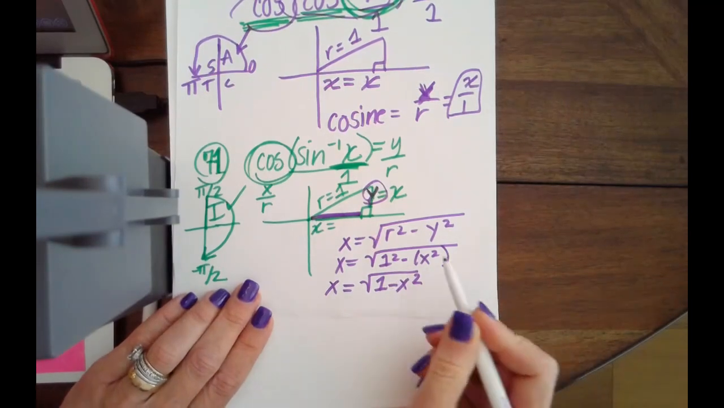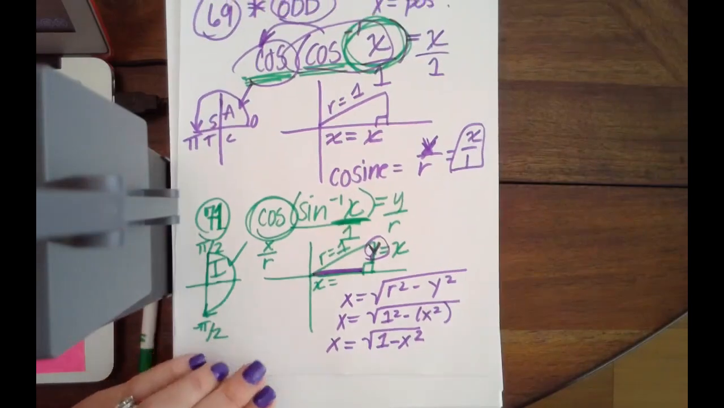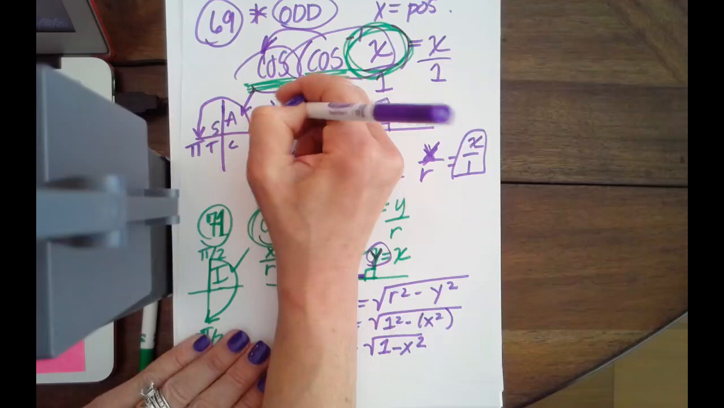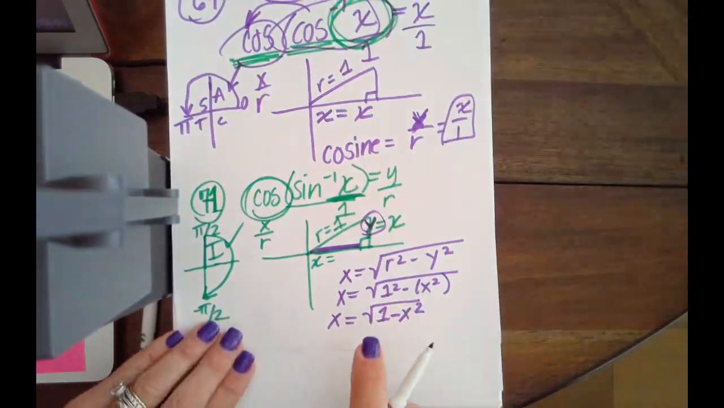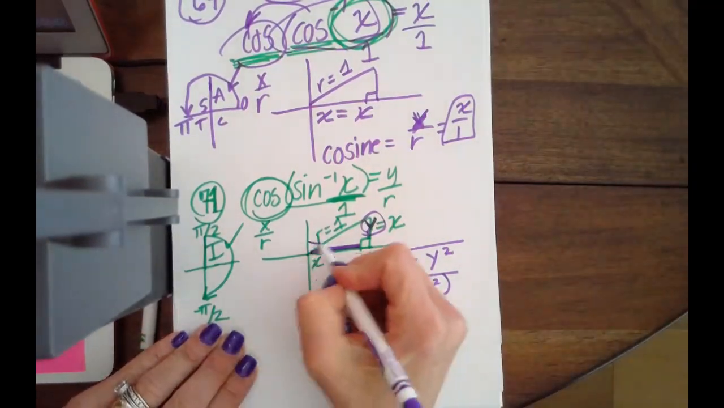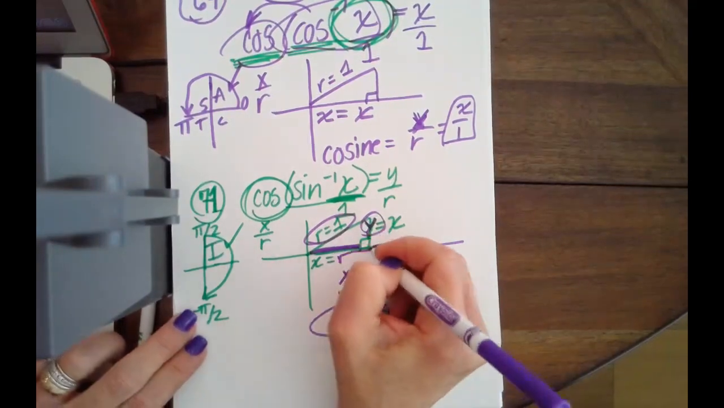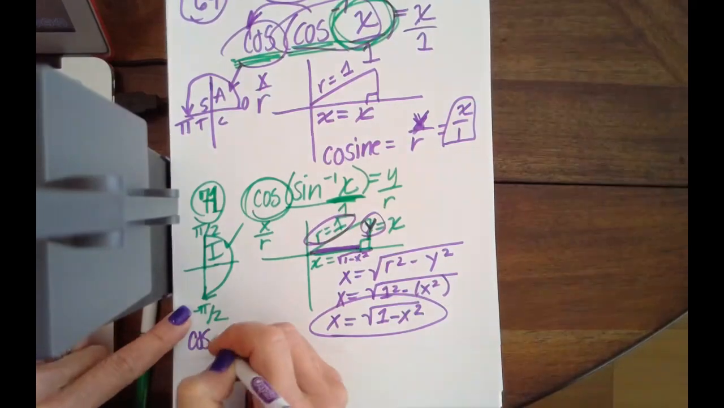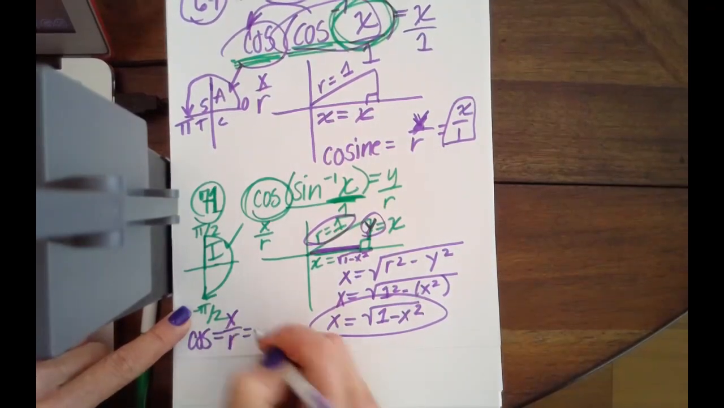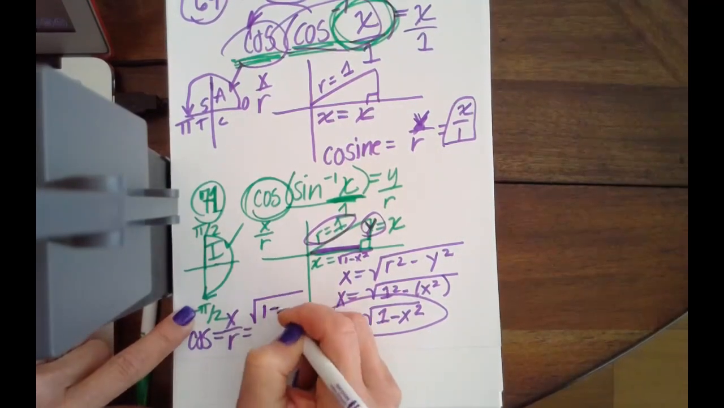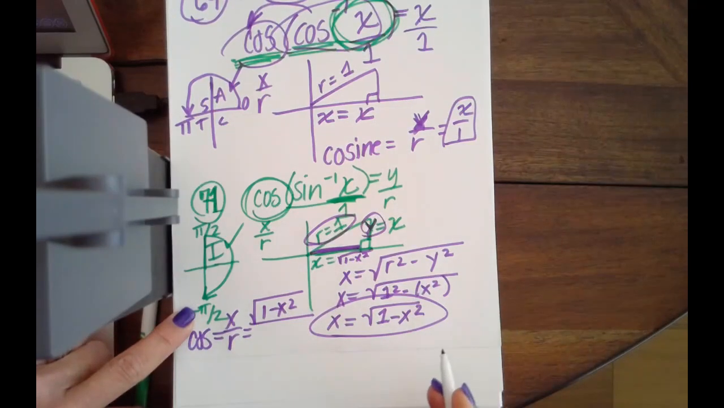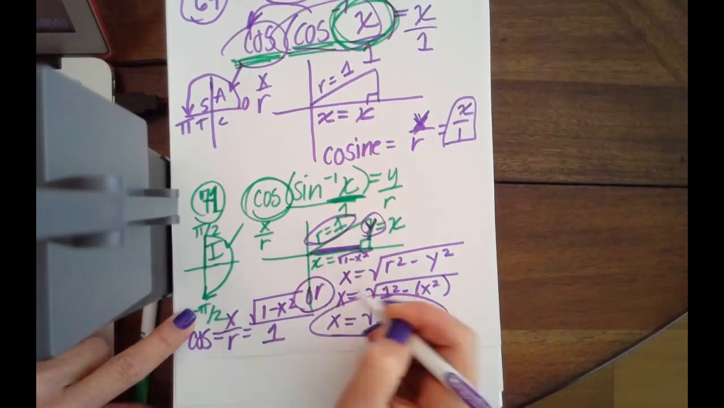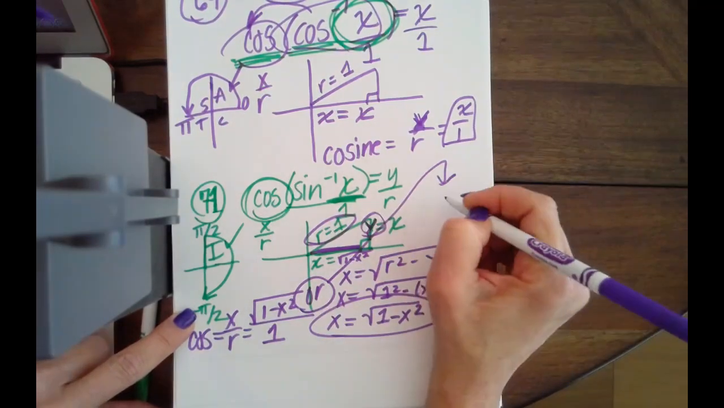All right. So in terms of finding our cosine, which is x over r, we have our x now. Our r is 1, so this is the square root of 1 minus x squared. So your answer for the cosine outer is x over r. That's equal to the square root of 1 minus x squared over 1. Or sorry, running out of room, or just the square root of 1 minus x squared.